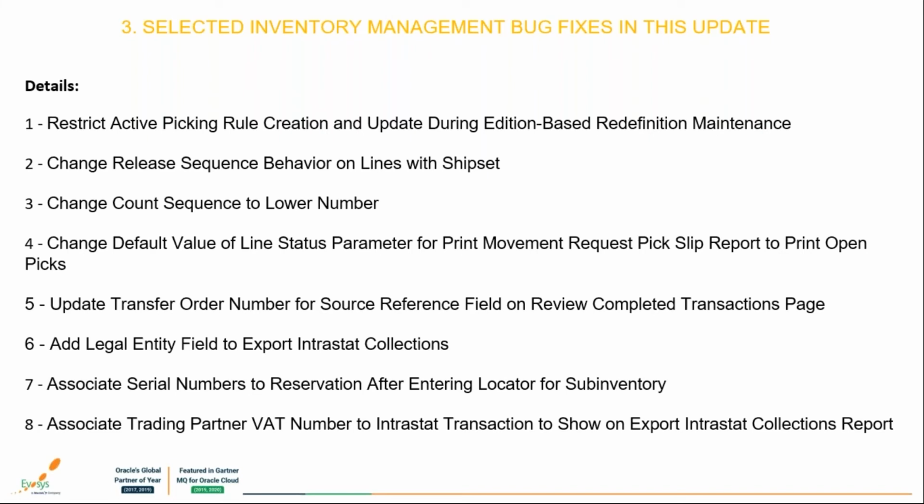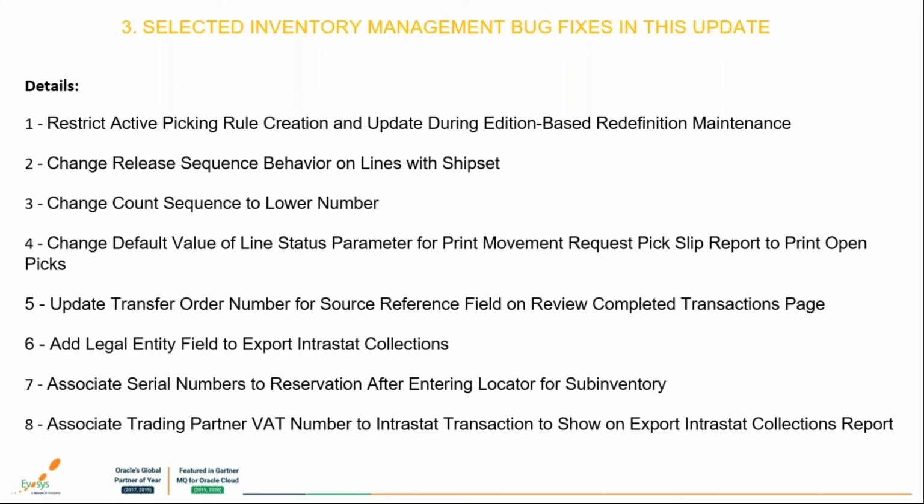Third, change count sequence to lower number. With this update, if you try to change the starting count sequence number on the edit cycle counts page to a number lower than the existing number, the page displays a warning message stating: if you change the starting count sequence to a lower number, you will get new count sequences with existing count sequence numbers.